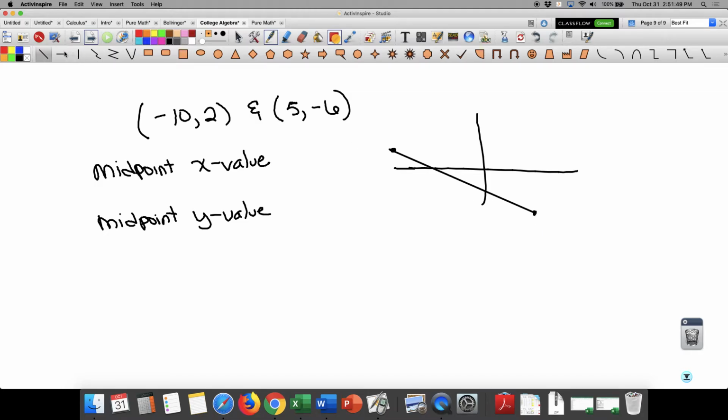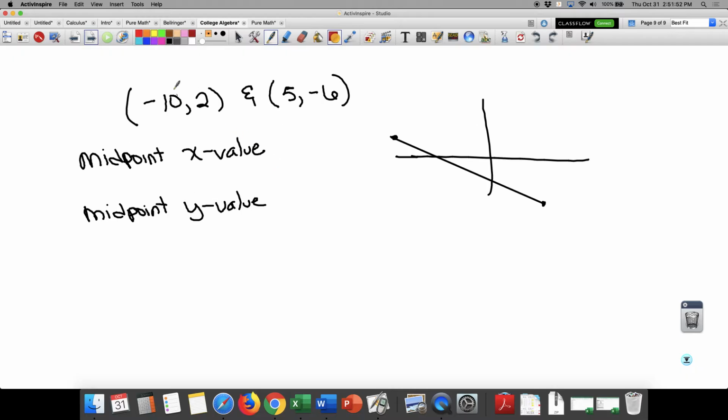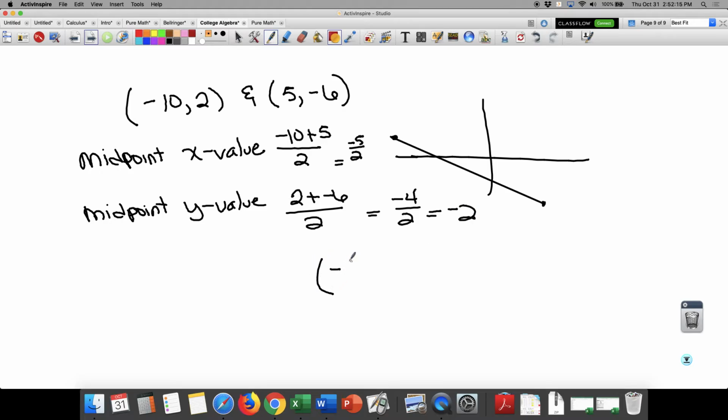between these two. So what we're going to do is add up the two x values. So that would be -5/2. And we're going to add up the two y values. So your point that's in the middle, somewhere right in here, is -5/2, -2. If you want to put -2.5, that's fine.